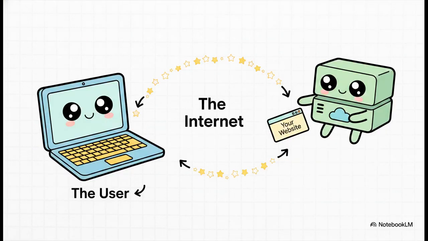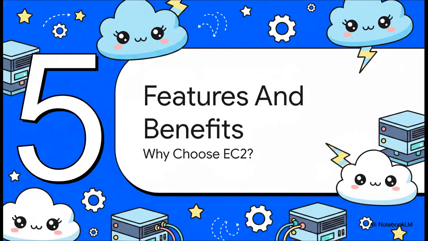And here is the beautiful simplicity of the architecture flow once you're live. A user types your domain into their browser. That request travels across the internet to your EC2 server. The server processes it using your web server software like Apache or Nginx, runs your application code, and fires the finished website straight back to the user. Seamless! Section 5. Key features and benefits.